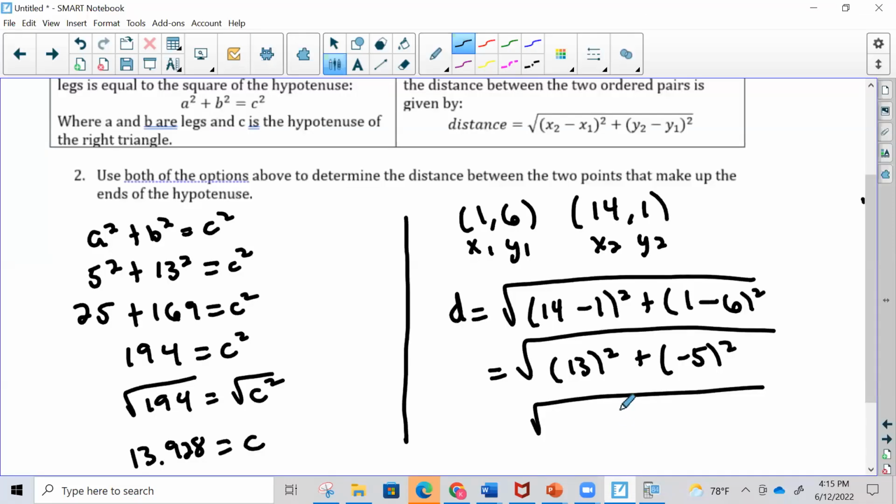So anytime you have a negative squared, keep in mind you should always be getting a positive. If you don't, then you forgot the parentheses in your calculator. Okay, so again, this gives me 169 plus 25. This gives me the square root of 194, which is 13.928. Okay, so that's the two different ways to do the Pythagorean theorem, or to find the distance between 2 points.